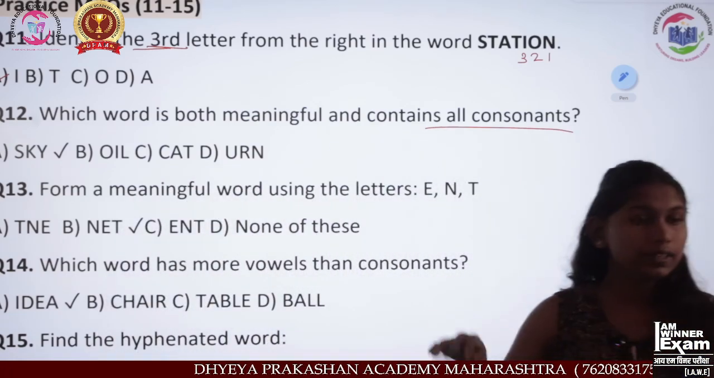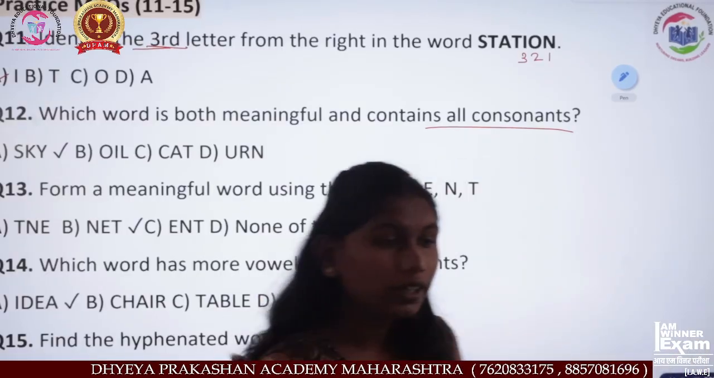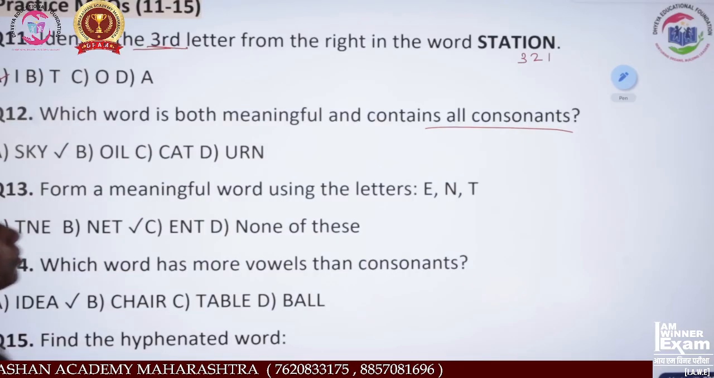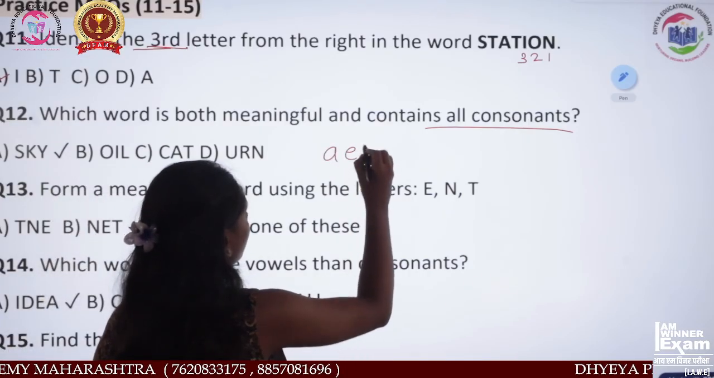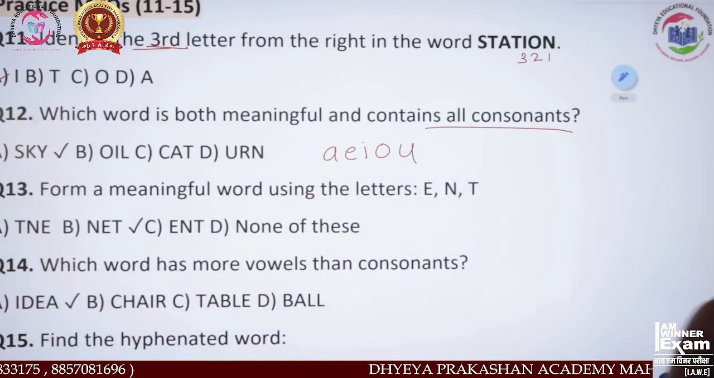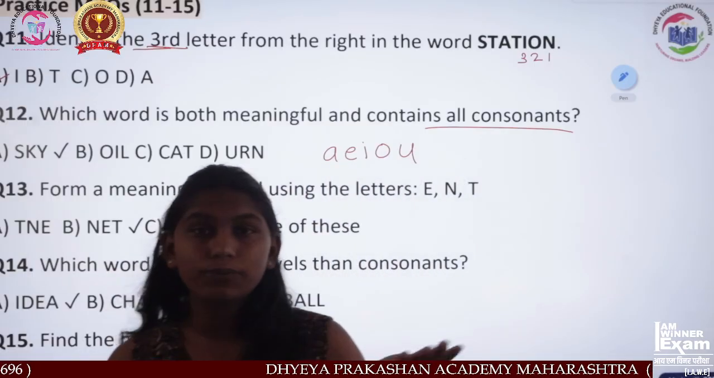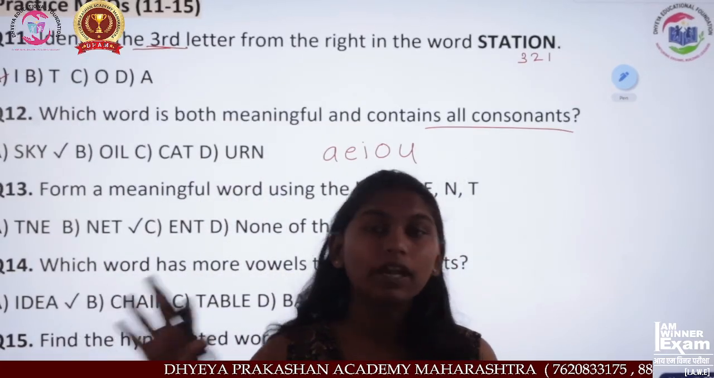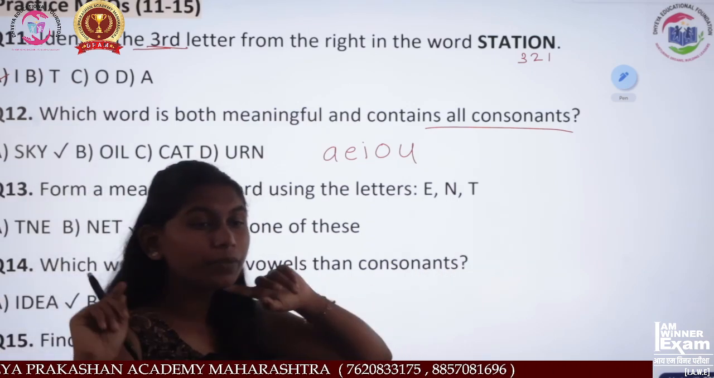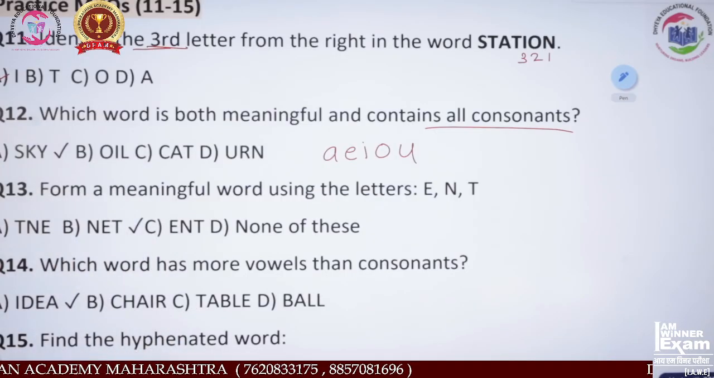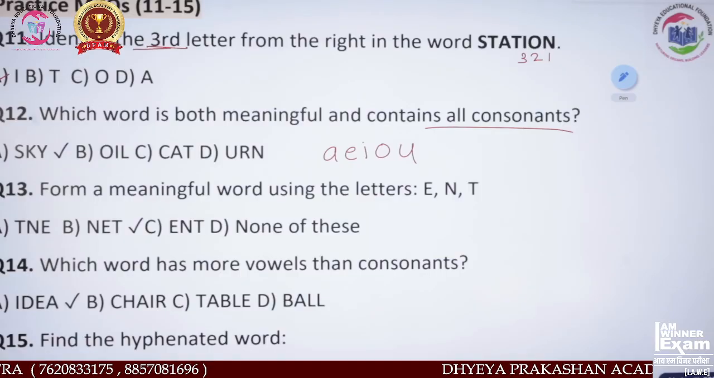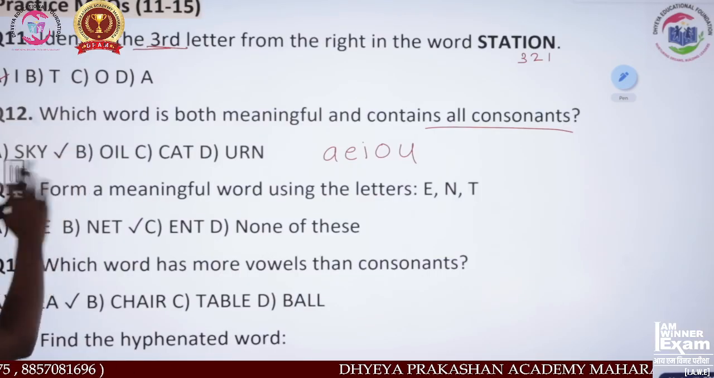Then, which word is both meaningful and contains only consonants? Meaning which word is both meaningful and also contains all consonants. Now, what is meant by consonant? A, E, I, O, U. These are vowels. Leaving these vowels, all the other letters of the alphabet are known as consonants. Okay. So we don't want these letters to be there in the word. So starting with sky. Sky is a meaningful word, right?